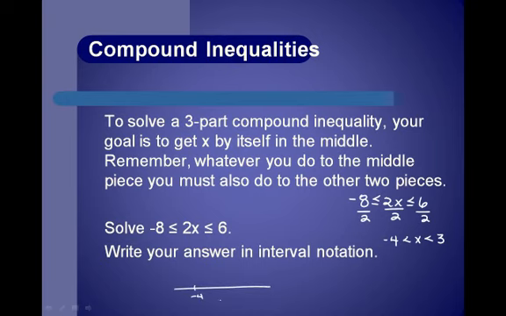So we've got negative 4, 3. It's less than on both sides, so they're both open circles, and we're going to shade in the middle. So interval notation would be parenthesis negative 4, 3, parenthesis. And keep in mind, this is not an ordered pair. It's the interval between negative 4 and 3.